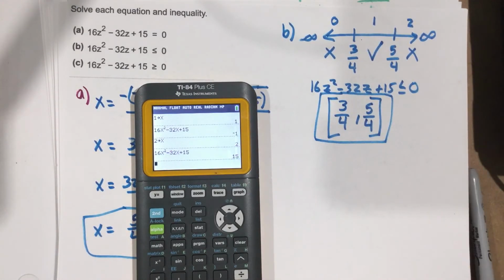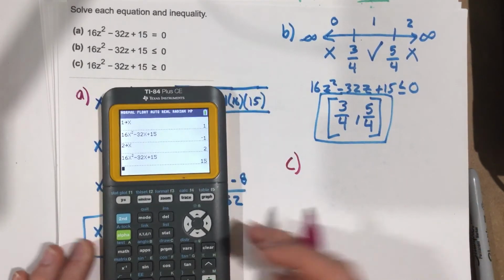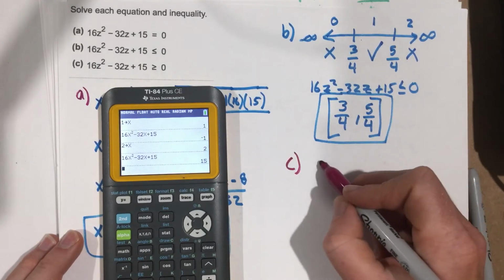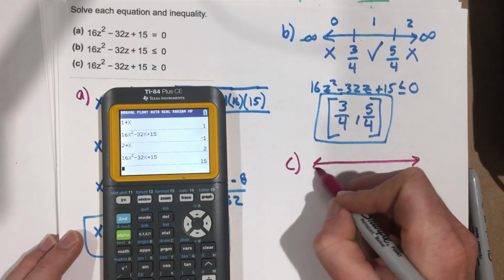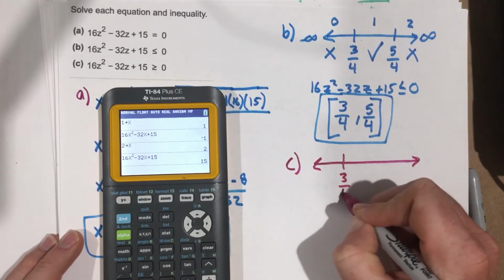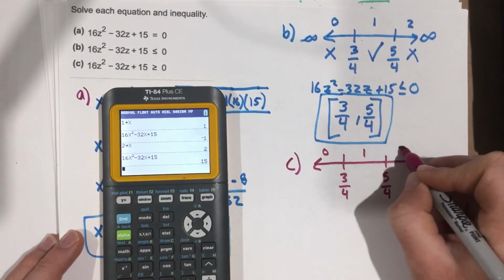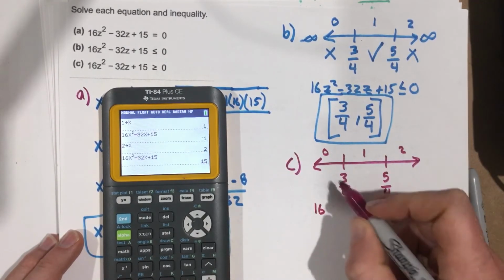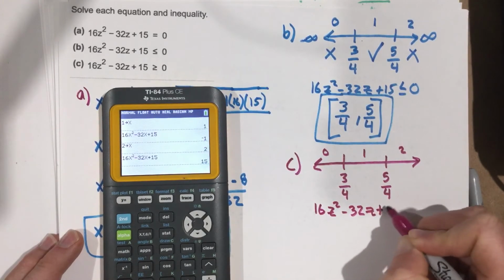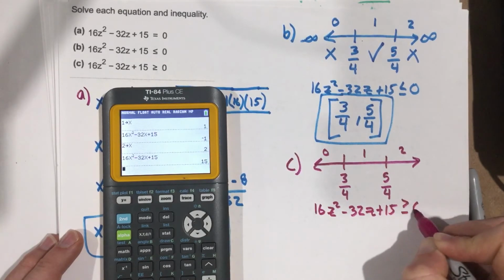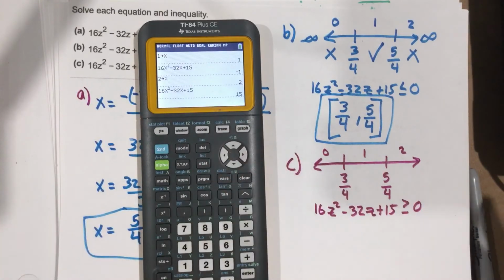All right, part C then. All I do for part C is do the exact same thing that I just did, except now I'm going to take this number line, mark 3/4 again, 5/4. Still going to plug in 0, 1, and 2. The only difference is now I'm looking at 16z squared minus 32z plus 15, and I flip the inequality sign. But it doesn't change anything, and I already have all the stuff in here to work with.